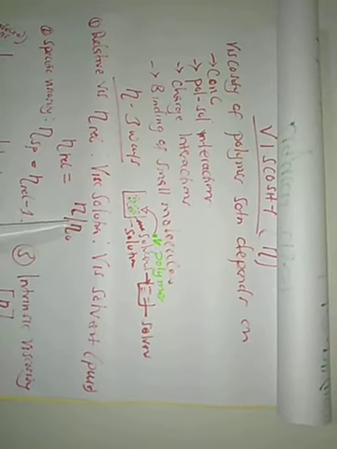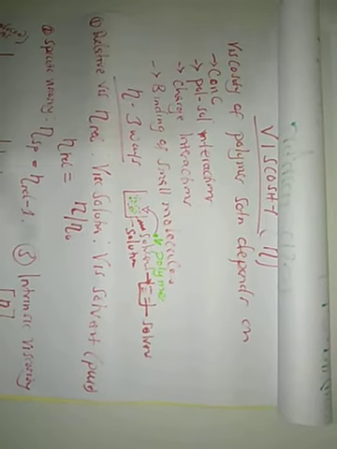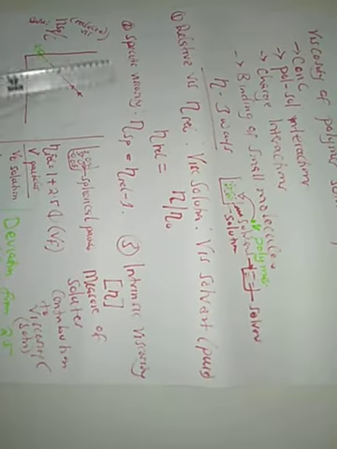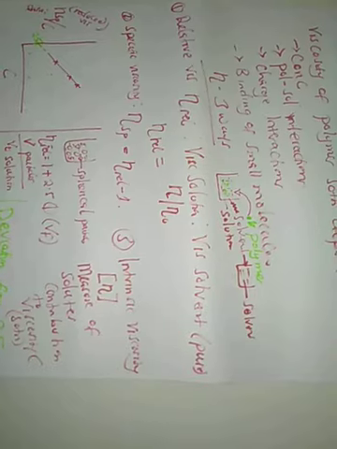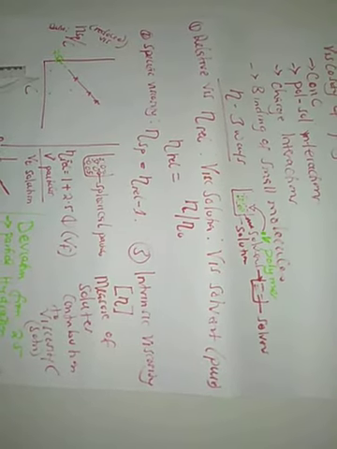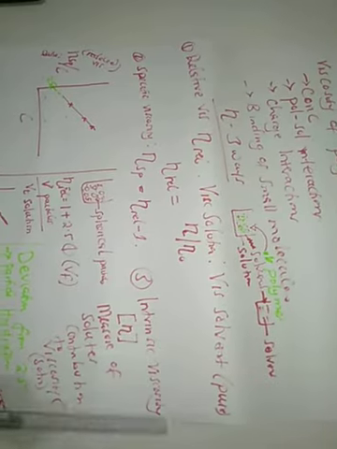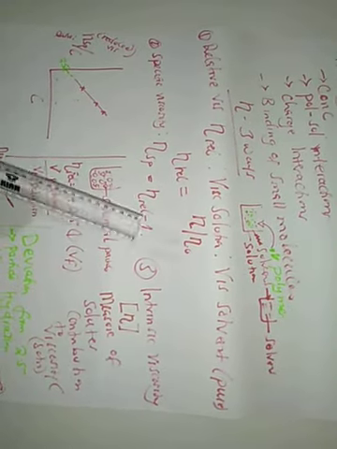And then what is specific viscosity? Specific viscosity is simply relative viscosity subtracted by 1. And then the other one, which is of most importance, is the intrinsic viscosity. Relative viscosity, you can also call an absolute viscosity.